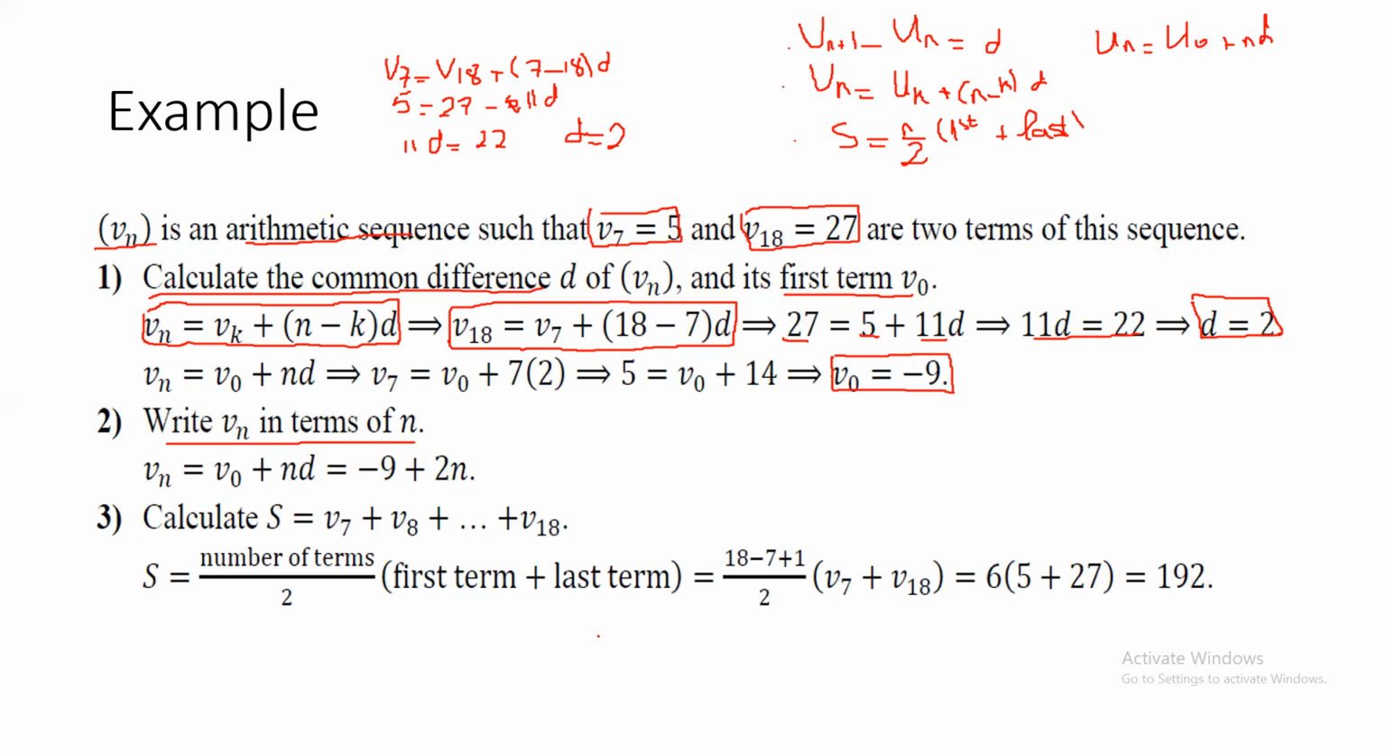Now calculate the sum, part 3: V7 plus V8 plus up to V18. Sum equals number of terms over 2 times first term plus last term. To know how many terms between 7 and 18, I put 18 minus 7 plus 1. Number of terms is 18 minus 7 plus 1, over 2. First term is V7, the last term is V18. 18 minus 7 is 11, plus 1, 12 over 2 is 6. V7 is 5, V18 is 27, we get 192.